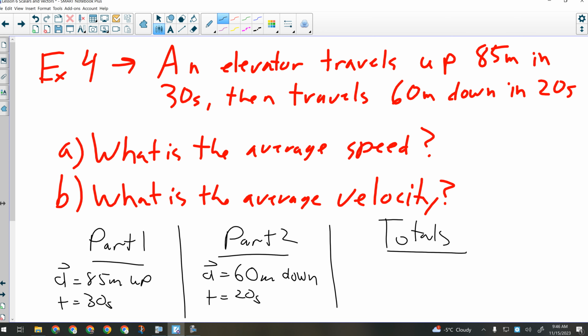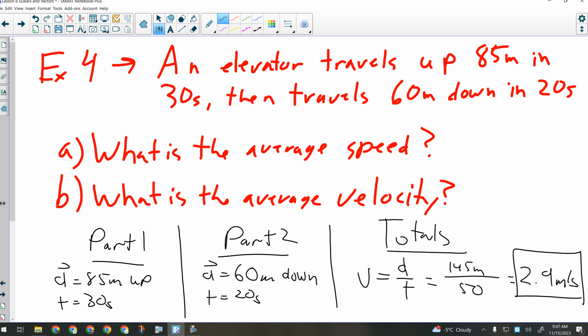So what's its average speed? If I want to get average speed, I need total distance and total time. What's my total distance? 145 meters, because distance doesn't care whether I went up or down. It's 85 plus 60, so 145 meters. The total time would be 50 seconds. So 145 over 50 comes to 2.9 meters per second. Do I need a direction on that? Nope, that's a speed, it's a scalar quantity. That's how fast the elevator is moving on average.